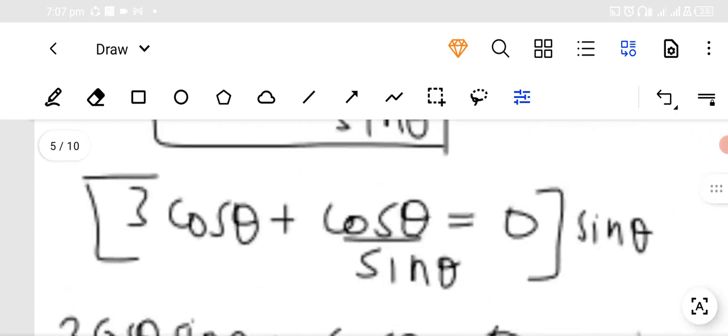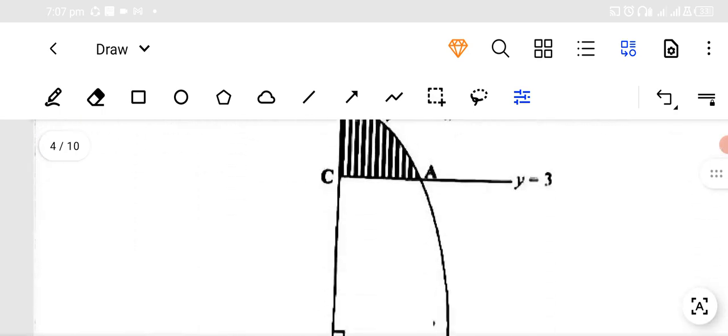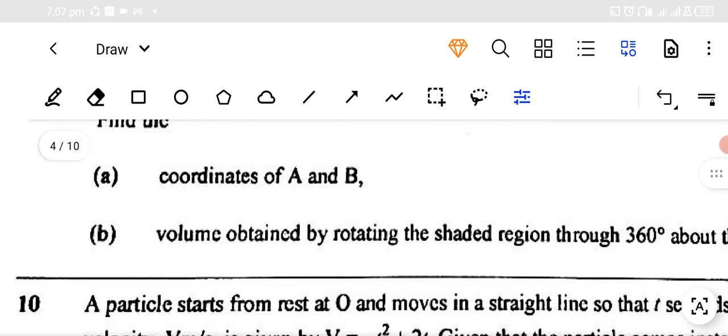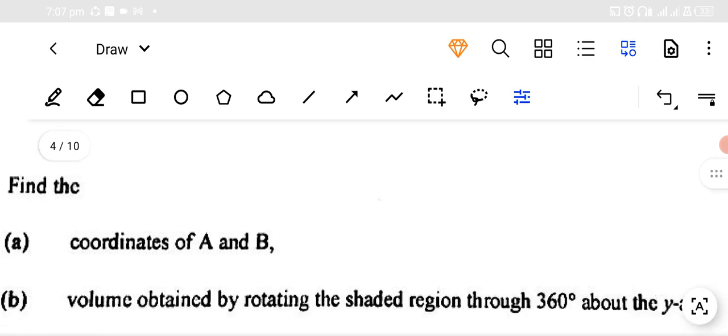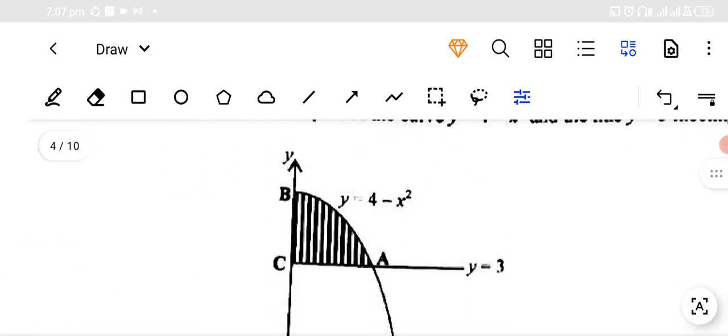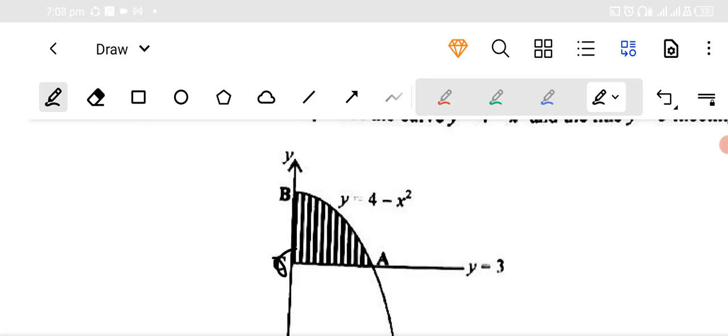And then the second question for this question 9 says the volume obtained by rotating the shaded region through 360 degrees about the y-axis. Yeah, so this is where you're just going to integrate with respect to y, which is dy. If it was about the x-axis, it would be dx, but because it's about the y-axis, you say dy. So since they're saying about the y-axis, the limits are from what? From C to B.